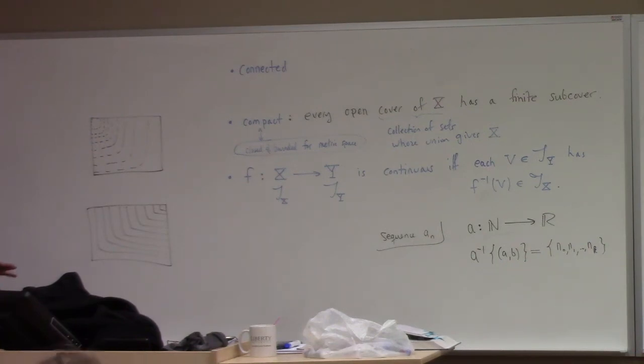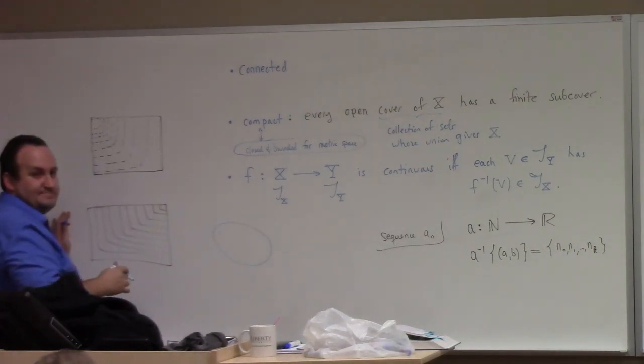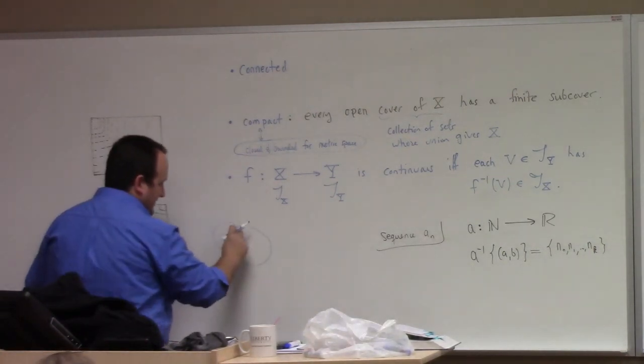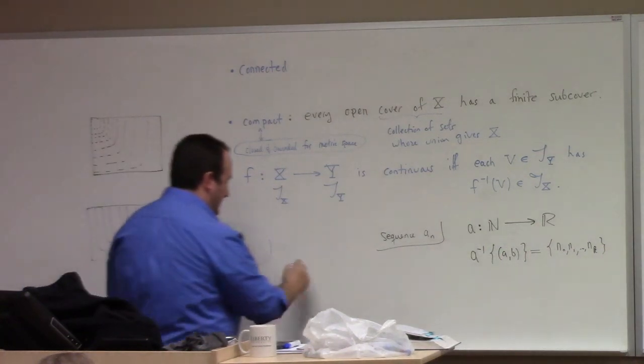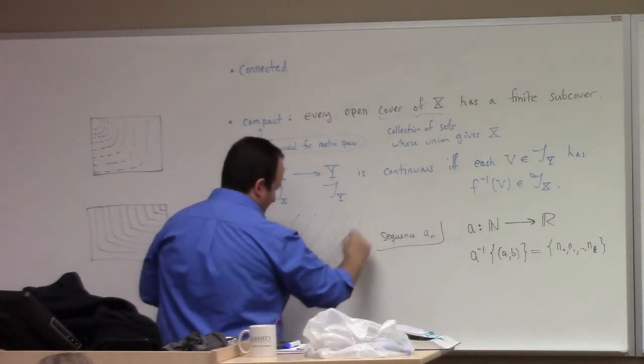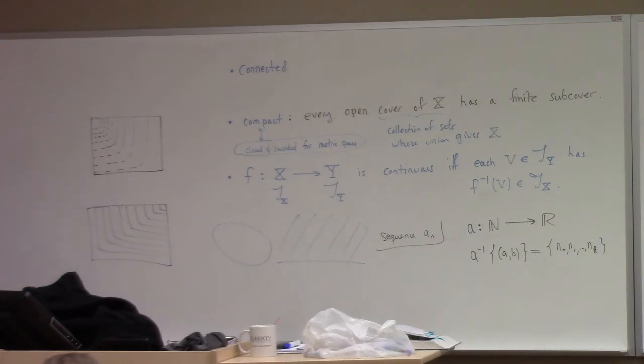But if I have something like this, this is compact. Something like this, not compact. If I have a half plane like that, that's not compact because it's not bounded. And I'm talking about compact with respect to the usual Euclidean topology. So compactness is an important idea.